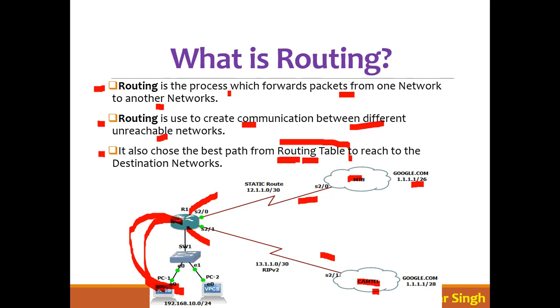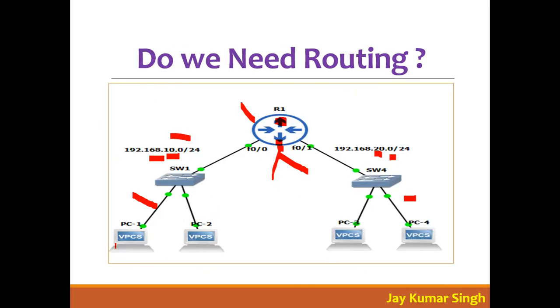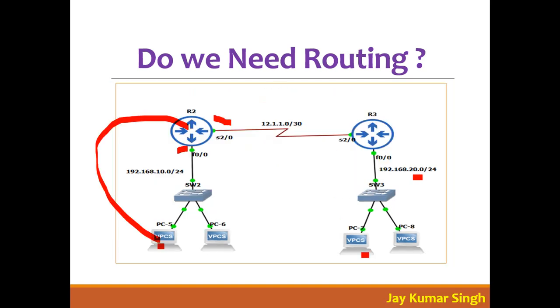So if the network is reachable, suppose here this 10 network and 20 network is reachable from R1, right? So do we need routing? No. But when the network is unreachable, say this 20 network, then we need routing. Then which type of routing, we'll understand one by one. So here we need to configure routing on both routers.